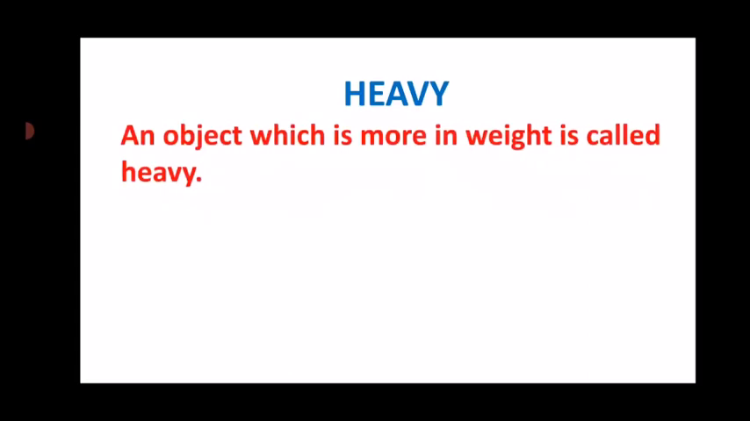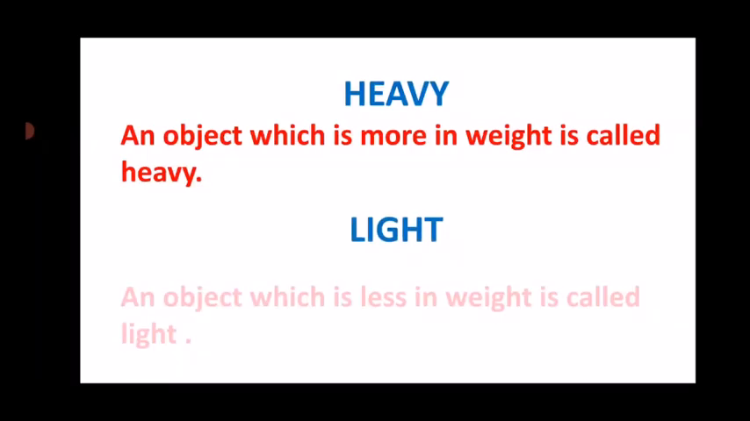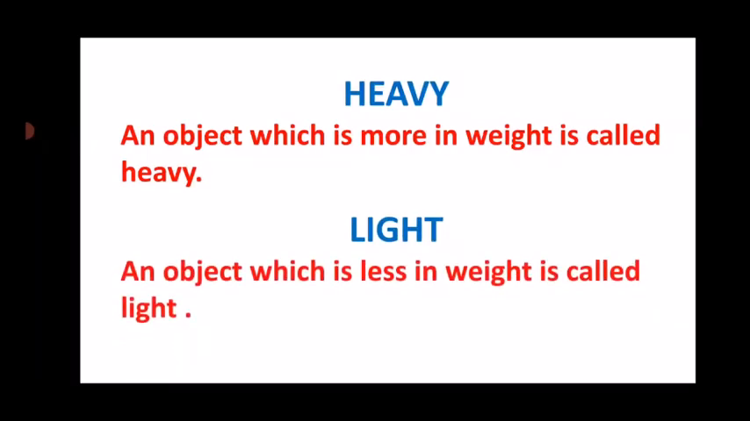And what do we mean by light? An object which is less in weight is called light. So heavy means an object which is more in weight. Okay? जिसका वजन ज़्यादा होता है, जिस ऑब्जेक्ट का वजन ज़्यादा होगा उसे हम हेवी कहते हैं और जिस ऑब्जेक्ट का वजन कम होगा उसे हम लाइट कहेंगे. So an object which is more in weight is called heavy, an object which is less in weight is called light.